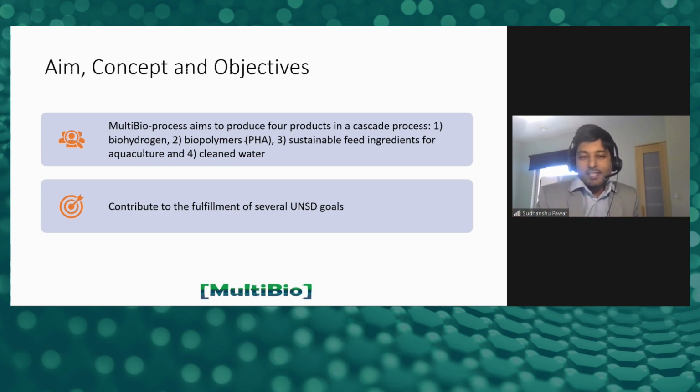So today's theme is, of course, circular economy that several speakers talked about, and this cascade process is part of a circular economy where you can recycle water and recycle nutrients. At the same time, you can produce different products. And by doing so, this concept could fulfill several of the United Nations sustainability goals. So that was the aim.